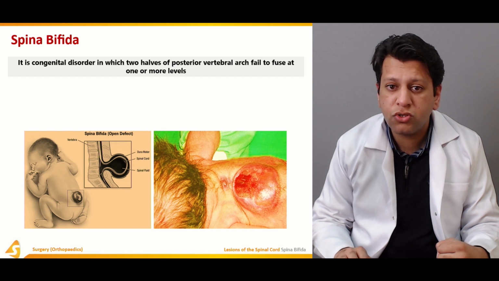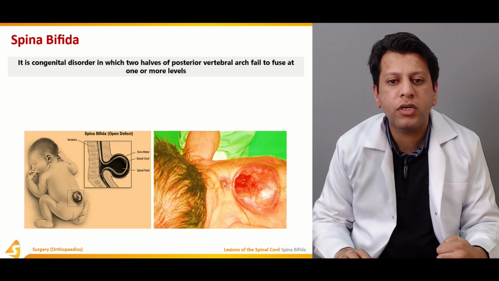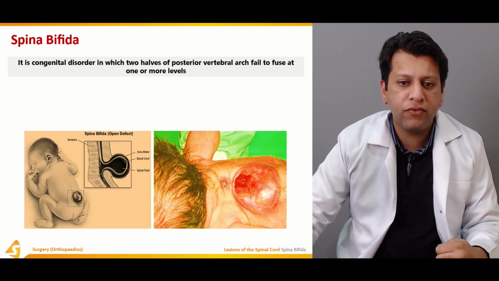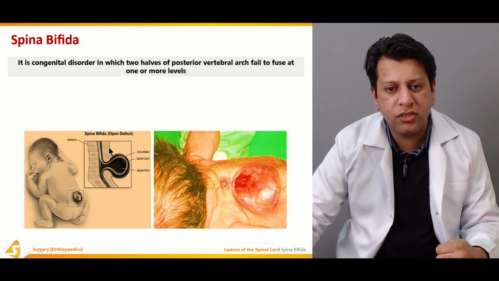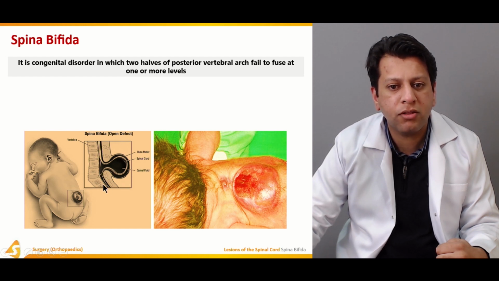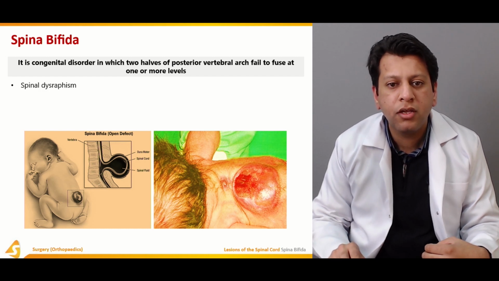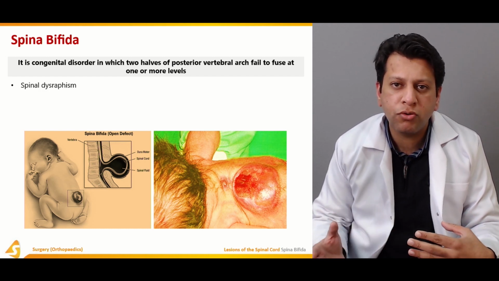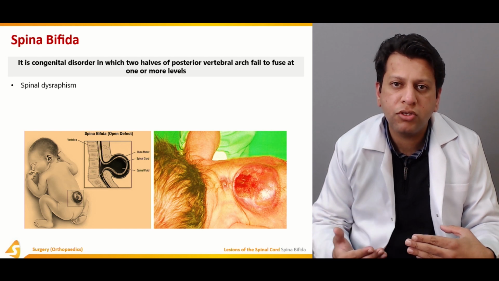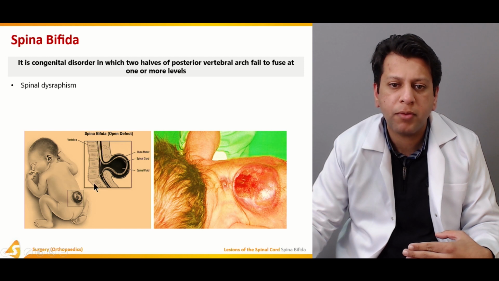It's a congenital disorder in which the two halves of the posterior vertebral arch fail to fuse at one or more levels. If you see it over here, these vertebral arches are coming down and they don't fuse at this level. As a result, the meninges protrude out of this and then come back into the spine. One form is called meningocele, in which the meninges protrude out. Then there is myelomeningocele, in which the associated spinal cord also moves out and then comes back in.